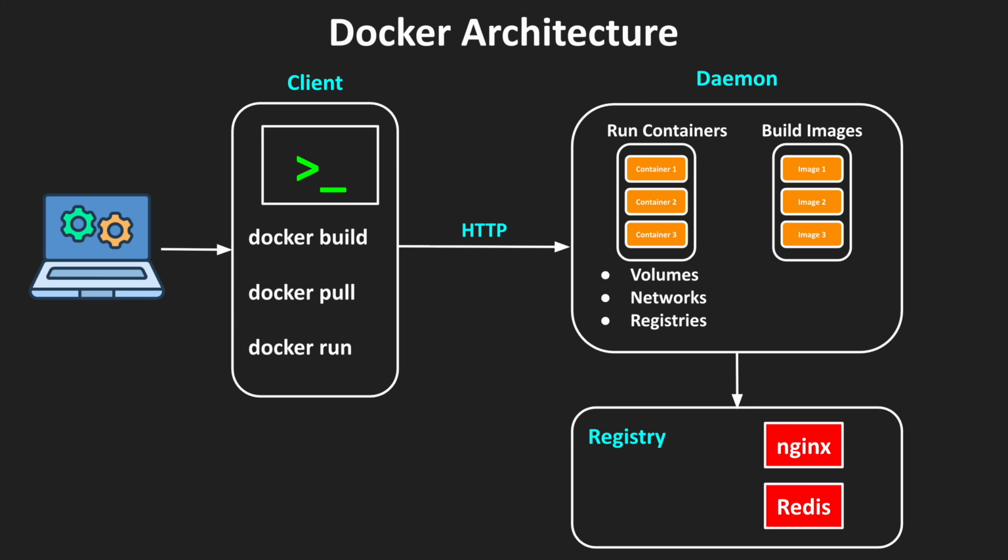In the registry, we are storing images. So for example, in this case, let's say we are storing two images, right? We are storing images for Nginx and for Redis. So we can use a Docker pull command to pull that image into the daemon and run it in a container.